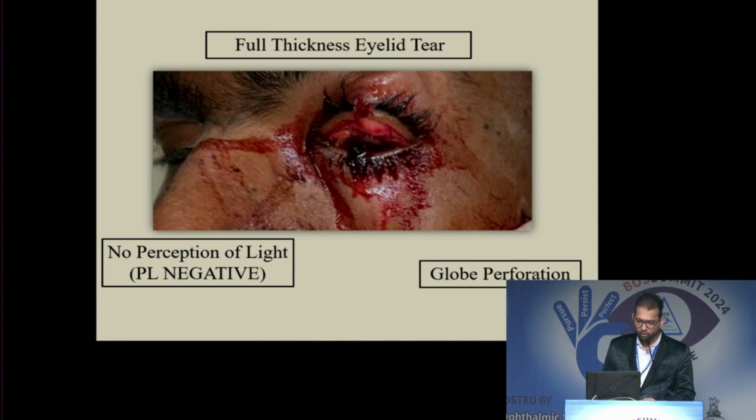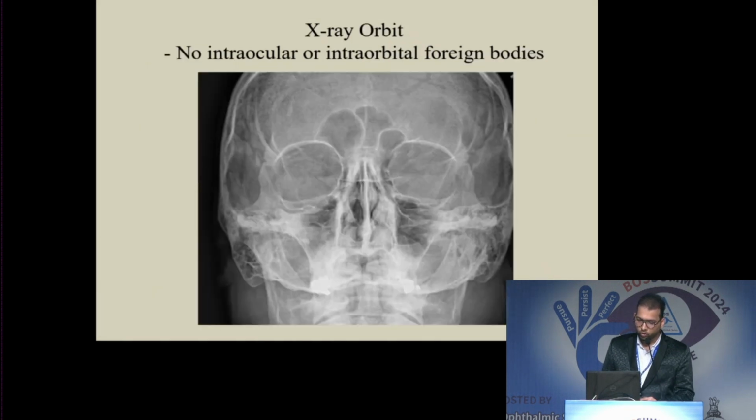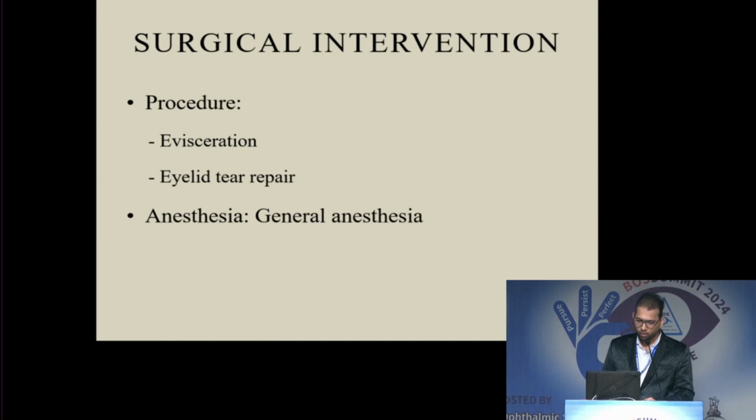On examination, the patient had sustained injury to the left eye, with no perception of light, a full thickness eyelid tear and a globe perforation. An X-ray also confirmed there was no foreign body in the left eye, which was critical for surgical management. We proceeded with the surgical management. The patient underwent evisceration and eyelid tear repair under general anesthesia.